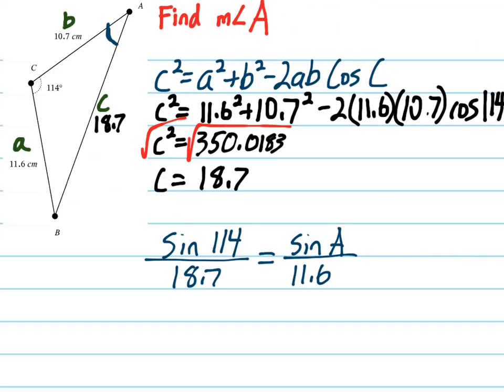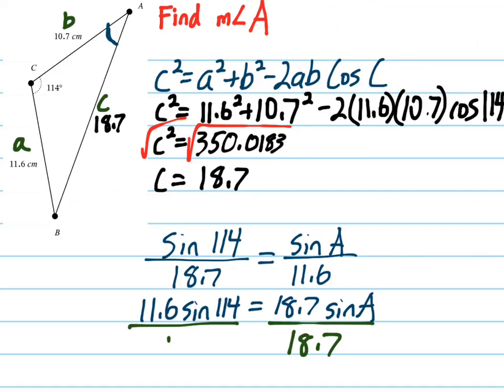This is going to be just like yesterday's video now. Cross multiply and solve. So I'm going to have 11.6 sine of 114 equals 18.7 sine of A. I'm going to go ahead and say let's divide by that 18.7 on both sides. I'm going to type the left side into my calculator and get 0.5667. That's equal to sine A.